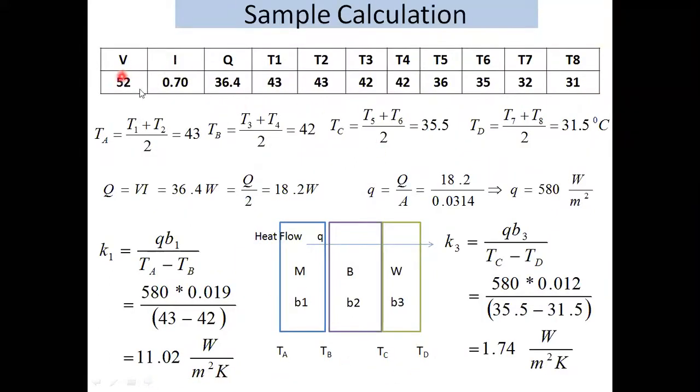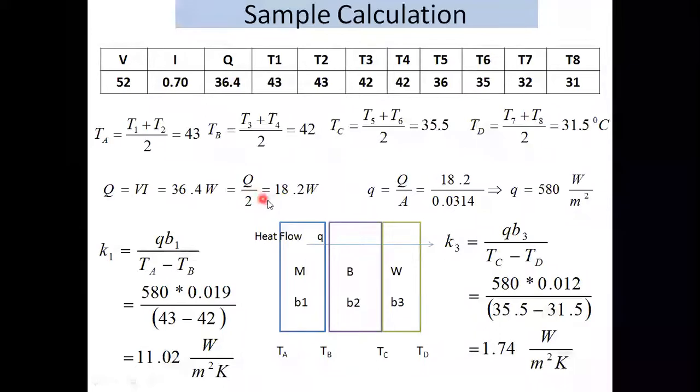Now if we record all these values, for voltage 52 volts, current is 0.7 ampere, then the amount of heat supplied will be 52 into 0.7, that is 36.4 watts, and the temperatures recorded have these values. Then we can calculate Ta, that is (T1 plus T2) by 2, that is 43, Tb, that is (42 plus 42) by 2, that is 42, and Tc is (36 plus 35) by 2, that is 35.5, and similarly we have Td.